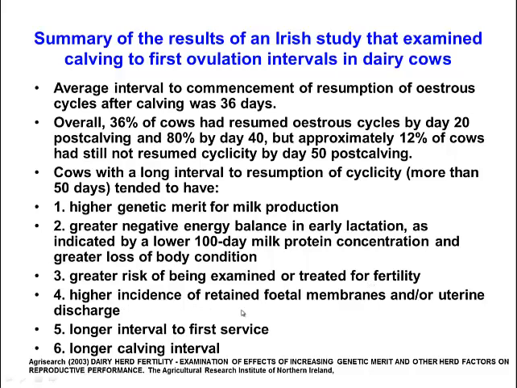They had a higher incidence of retained placenta, fetal membranes, and or a uterine discharge, that is a uterine infection, post-calving. They took longer before they were detected in heat and inseminated, which you would expect, and they had a longer calving interval. That is, the interval of time between two successive calvings was longer. So these cows that are more than 50 days post-calving before they actually ovulate become problem cows.